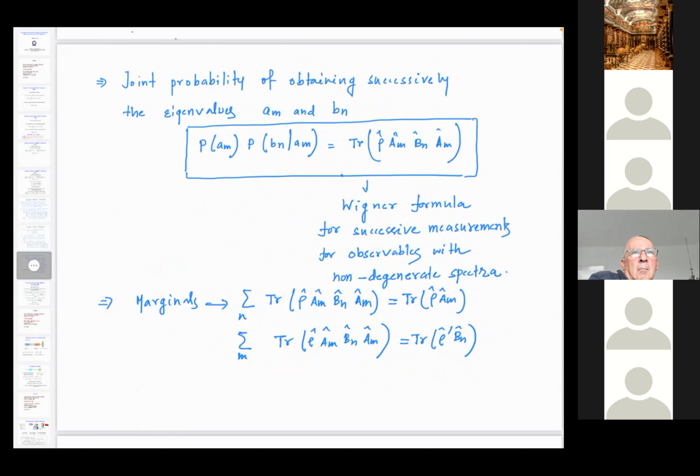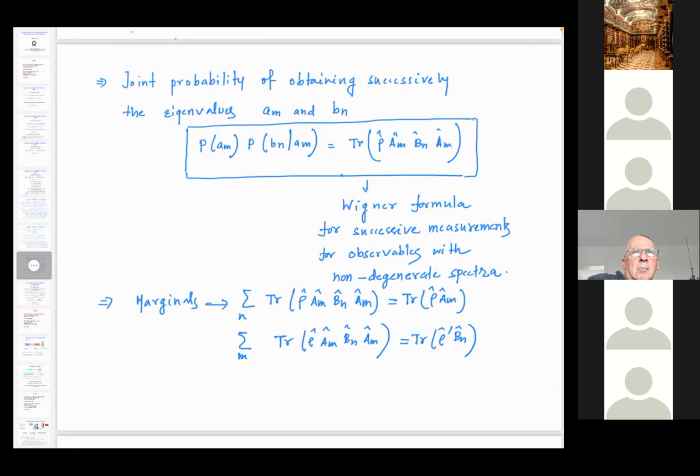Now you can see if you check the marginals, the marginals are not like the Kirkwood-Dirac quasi-probability distribution's marginals, right? The first marginal is a marginal with respect to the pre-measurement state, which is rho, and the marginal which you are getting after that is a marginal with respect to the post-measurement state, rho prime, right? So now you can see this Wigner formula is not informationally complete.